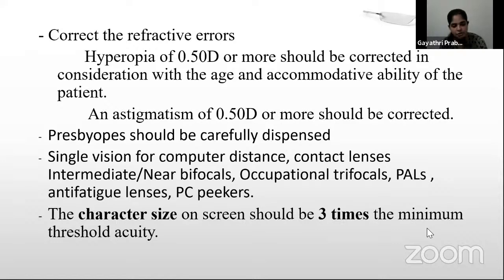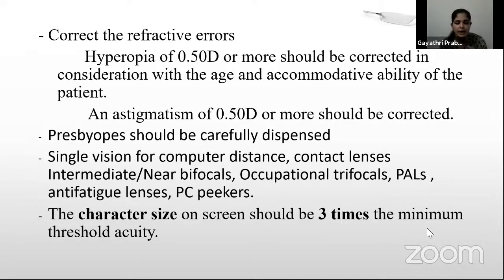Again, for providing correction, you have a lot of options these days. I'm just going into a brief, not into details. So you have single vision lenses for computer use. You can give them intermediate and near bifocals. You could give them trifocals. You could give them progressive addition lenses. There are something known as anti-fatigue lenses which could be prescribed. You have contact lens options, and multifocal lenses. All of them can be considered depending on the need and requirements of the patient. So this was with respect to refractive error and their correction.